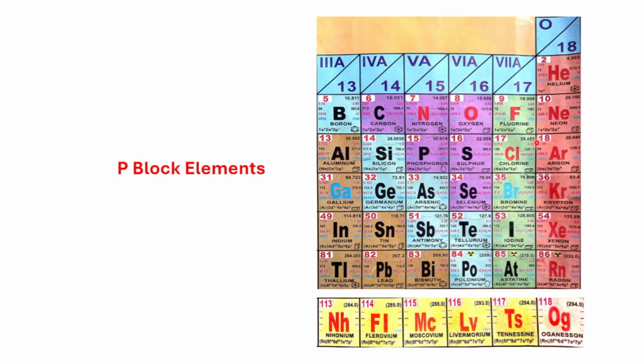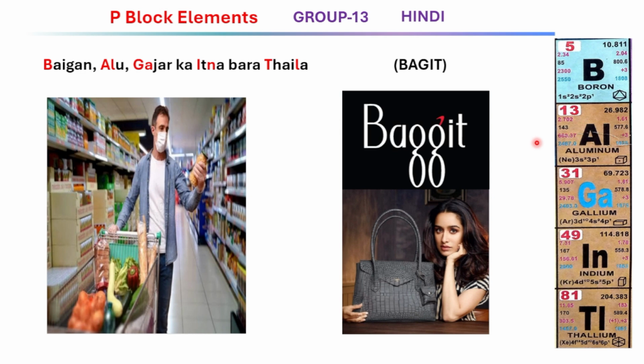Now next we will look into the p block elements. So we'll start with group 13.